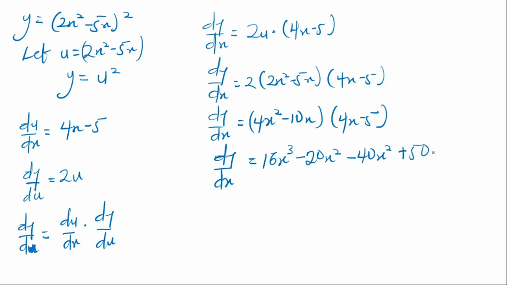positive 50x. So our dy/dx is equal to 16x cubed, negative 20x squared, negative 40x squared. So we have 16x cubed minus 60x squared plus 50x as our answer for differentiating this function above. Alright, let's look at another example.